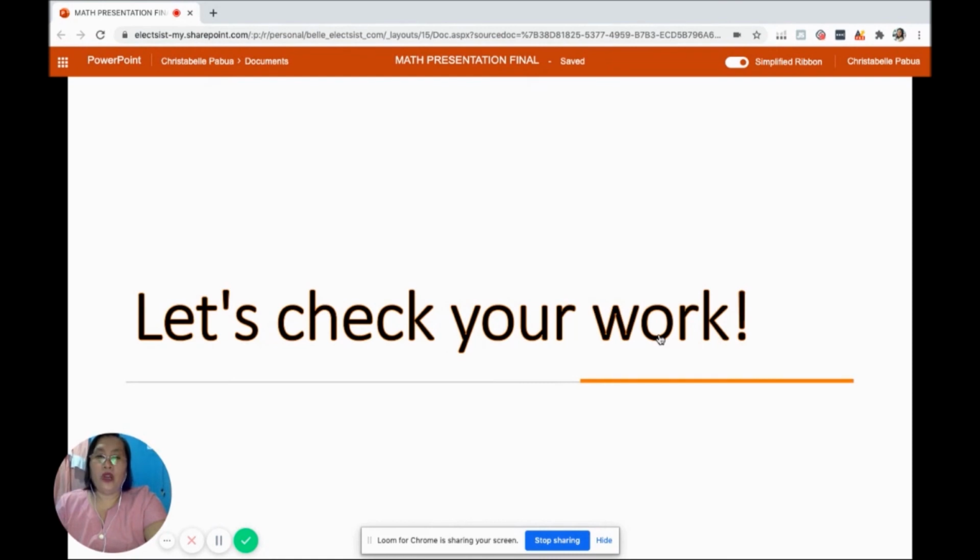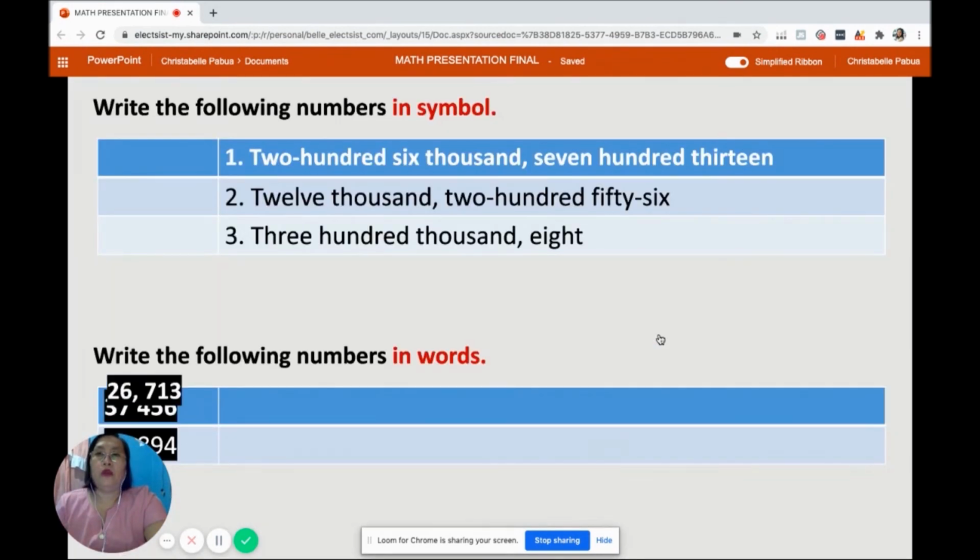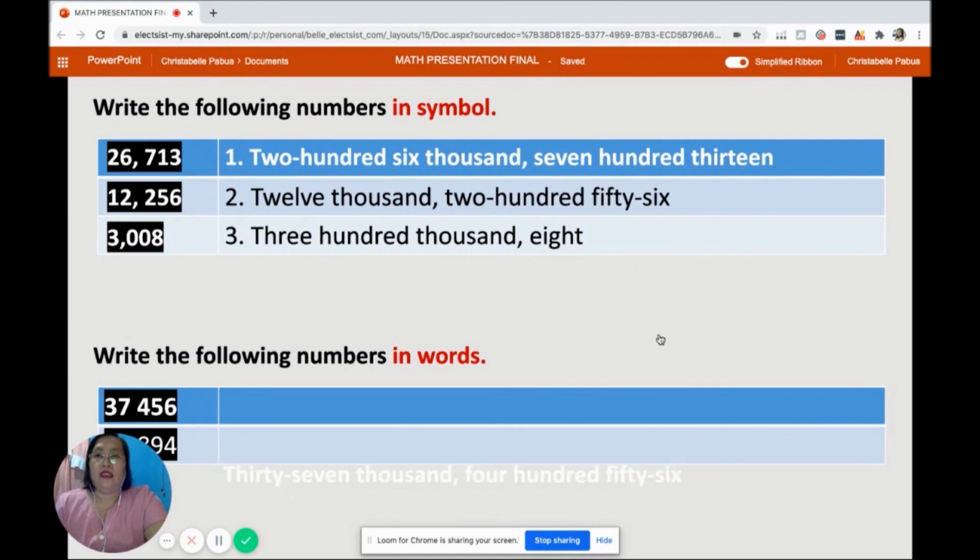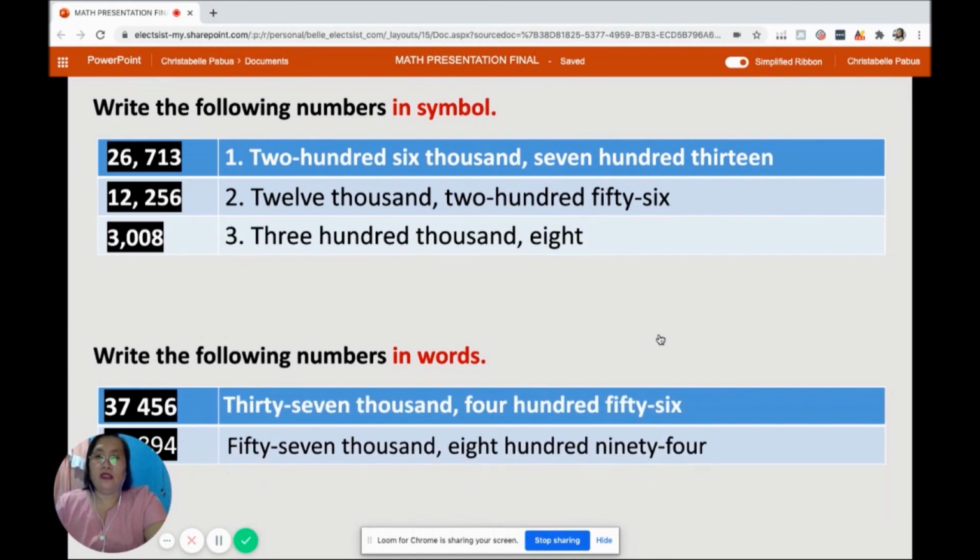Okay, let's check your work. Number 1. The answer is 26,713. You get it right? Next. Number 2, 12,256. Next, 300,008. Okay, next, 37,456. Next, 57,894. You get it perfect?